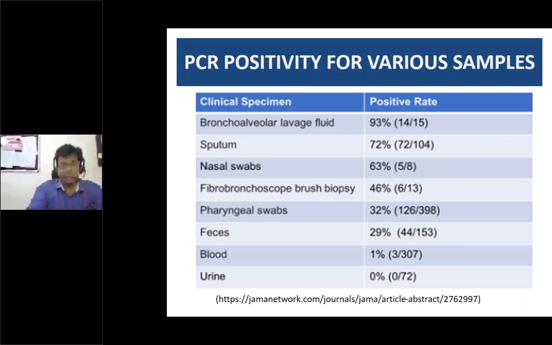The PCR positivity of various body fluids has been studied so far. For BAL samples, it is around 93%. For sputum, it is 72%. For nasal swab, it is around 63%. For biopsy by bronchoscopy, it's around 46%. For pharyngeal swabs, it's around 32%. For feces, it is around 29%. And blood and urine are relatively very low.